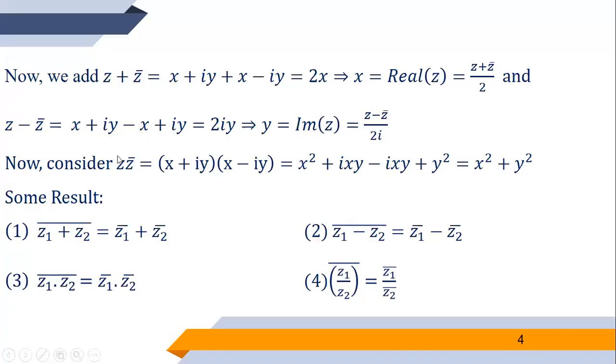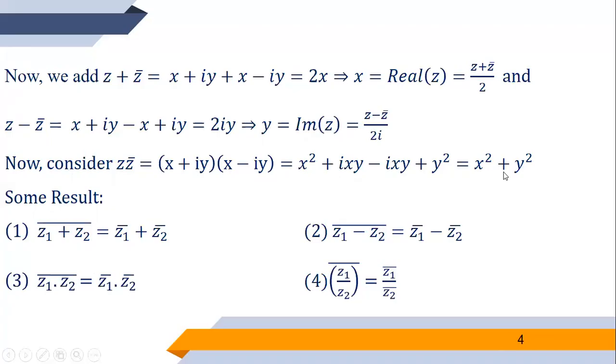Now consider we multiply z into z bar. So (x plus iy)(x minus iy), we know how to multiply. So x square plus ixy minus ixy plus y square, because i into i is i square and i square is minus 1, so minus minus plus, we get y square. So the form is x square plus y square. So z into z bar is nothing but x square plus y square.